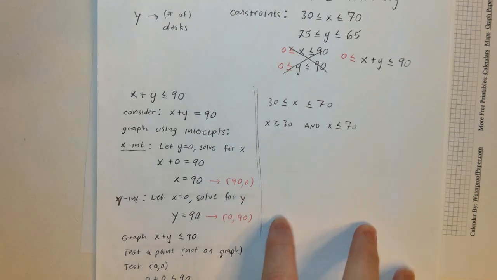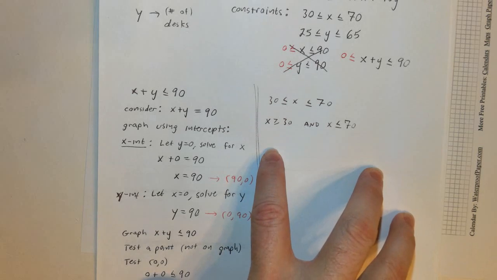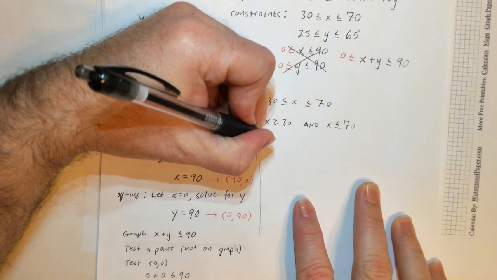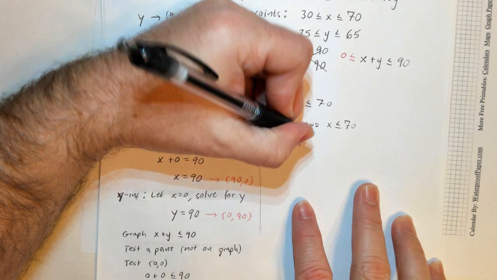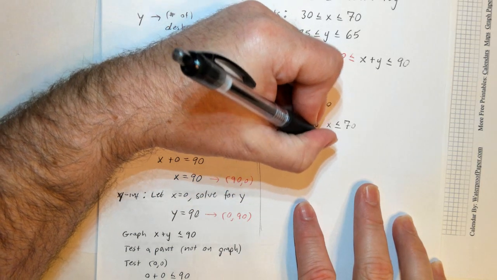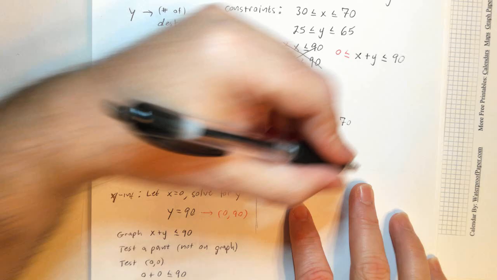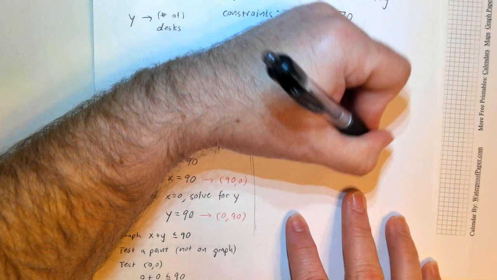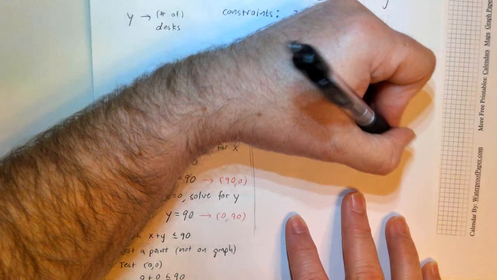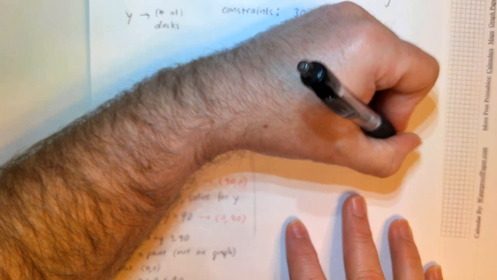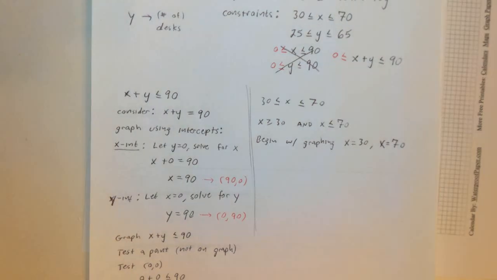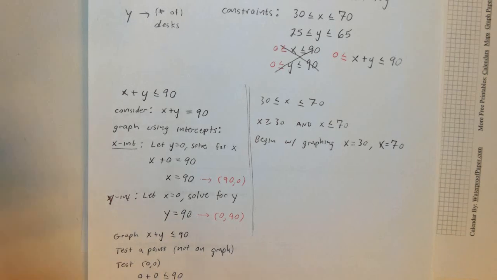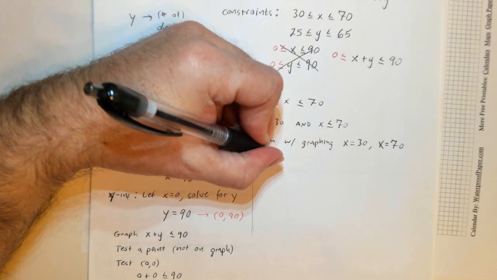And if we want to graph this, I really need to begin with graphing x equals 30 and x equals 70. Okay, these are vertical lines.